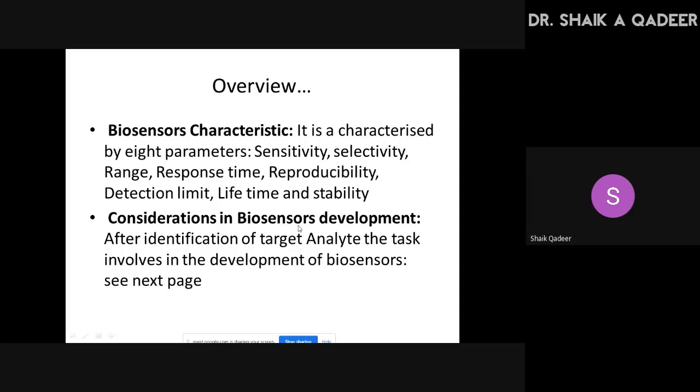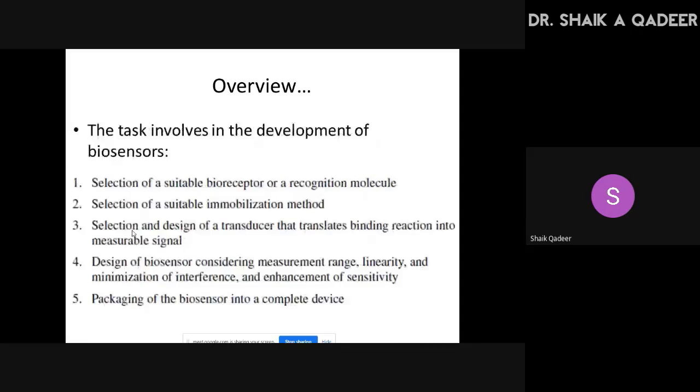Consideration in biosensor development, meaning what are the design parameters which are considered in the design of biosensor development. Please write down this thing. The parameters which are considered in the design of biosensor development. These are the 5 parameters which are considered in the design of biosensor.